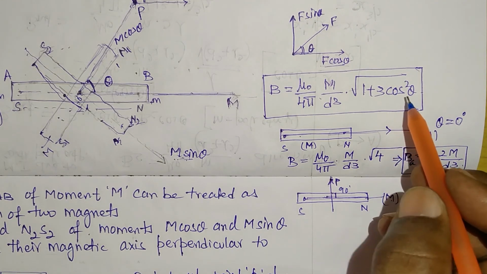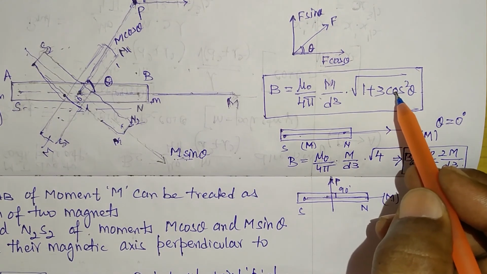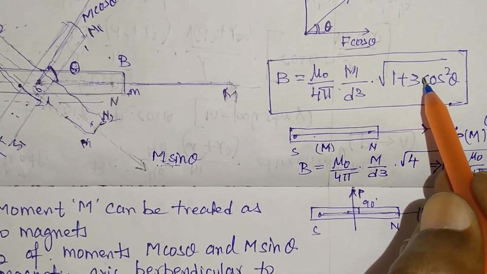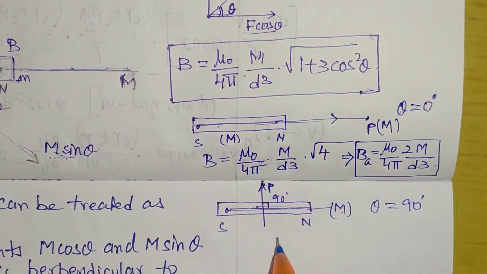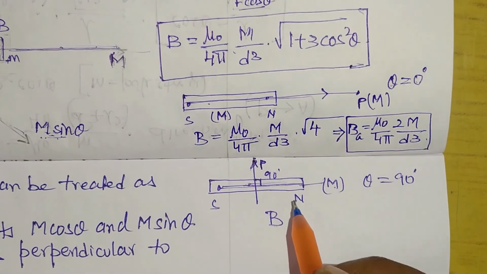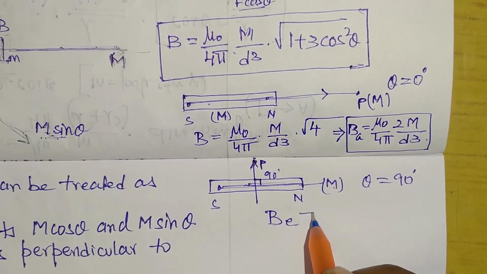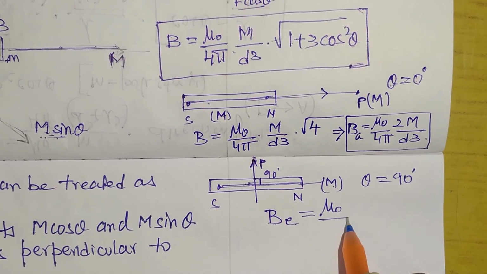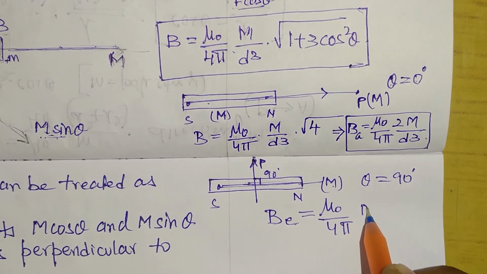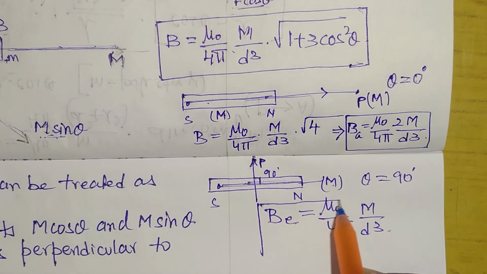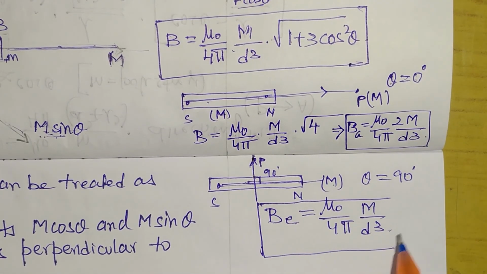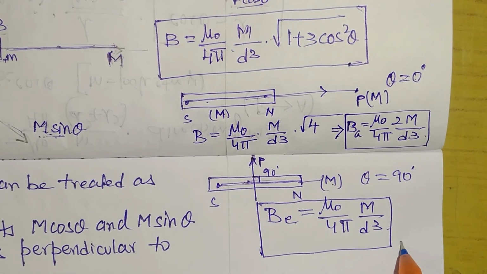Therefore, if theta is equal to 90 degrees, you substitute theta is equal to 90 degrees in the above equation. What is cos 90? Cos 90 is 0. Therefore, this term becomes 0. Root 1 value is what? 1. Therefore, the magnetic induction on the equatorial line is equal to mu naught by 4 pi m by d cube. So we can derive the earlier two formulas from this equation also.